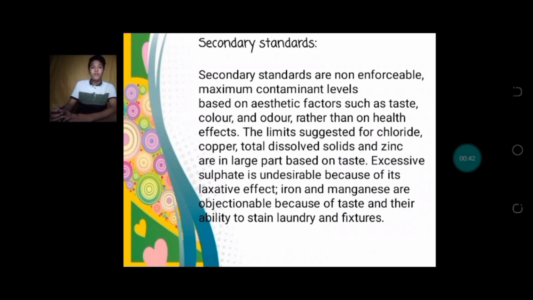Secondary standards are non-enforceable maximum contaminant levels based on aesthetic factors such as taste, color, and odor, rather than on health effects. The limits suggested for chloride, copper, total dissolved solids, and zinc are in large part based on taste. Excessive sulfate is undesirable because of its laxative effect. Iron and manganese are objectionable because of taste and their ability to stain laundry and fixtures.